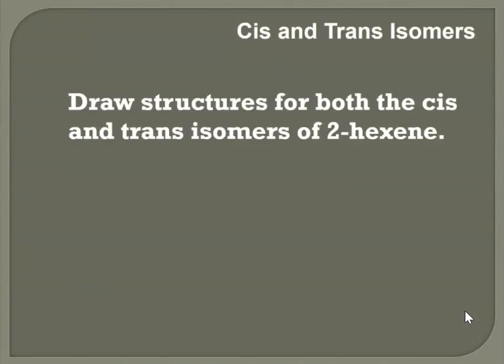What I'd like you to do now is another kind of activity. So pause this and work on these things. What I'd like you to do is draw structures for both the cis and trans isomers of 2-hexene. So start off with the 2-hexene molecule and pause this, and then tell me what the structures are for the condensed structure. I'd like you to draw out the atoms attached to the double bonded carbon, and make sure that you're able to attach both different groups in the different positions for both cis and trans.